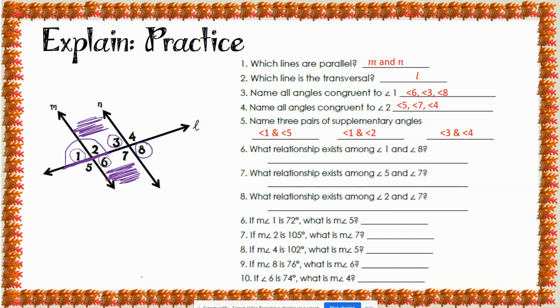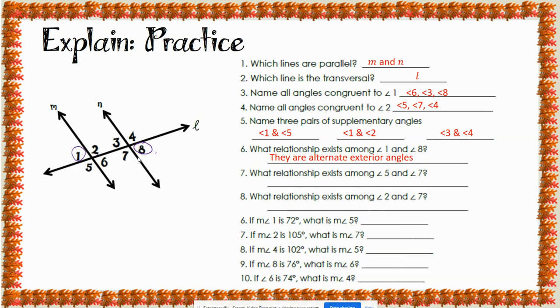Now next, this asks what relationship exists among angle 1 and angle 8. Well, if I look, here's angle 1 and here's angle 8. I know that both of those are exterior angles, and I know that they are alternate exterior angles because they're on opposite sides of the transversal. So because they are alternate exterior angles, that means that they are congruent. And I would say they are congruent because they are alternate exterior angles.